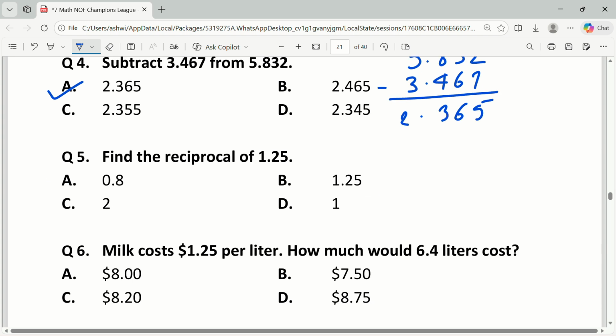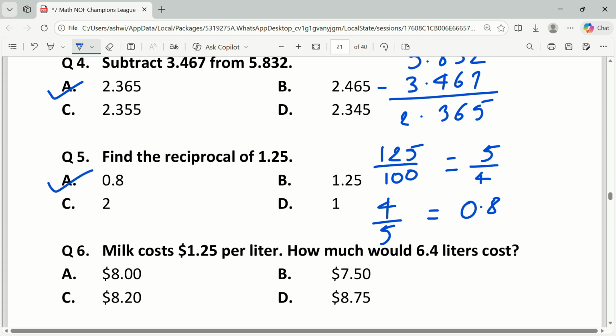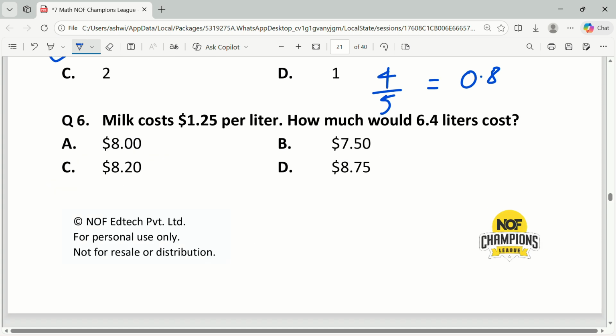Question number 5. Find the reciprocal of 1.25. Converting the decimal into a fraction, we have 125/100, which is equal to 5/4. The reciprocal of 5/4 is 4/5. Converting this into decimal, we have 0.8. That is option A.